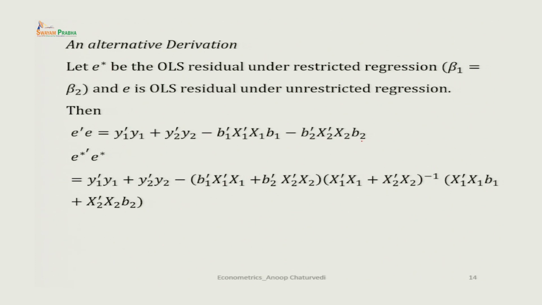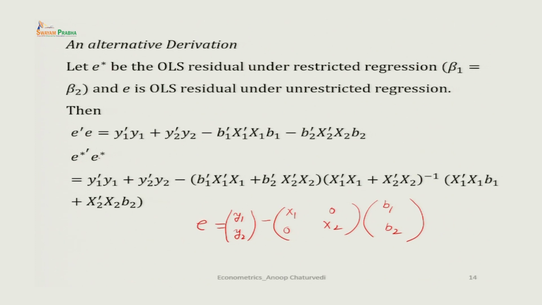In fact, to obtain E, you simply take E equal to y 1, y 2, minus the block matrix x 1, 0, 0, x 2, and then you have b 1, b 2 here, and then you can easily obtain E transpose E.